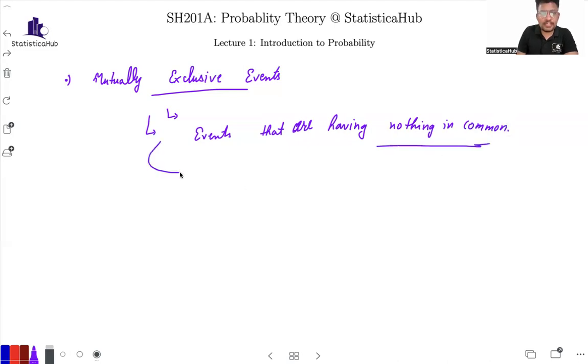Okay, on the other hand, you can simply say the events that have nothing in common are the disjoint events. So they are considered to be mutually exclusive events. Then we have another concept that you have to understand, that is the exhaustive event.